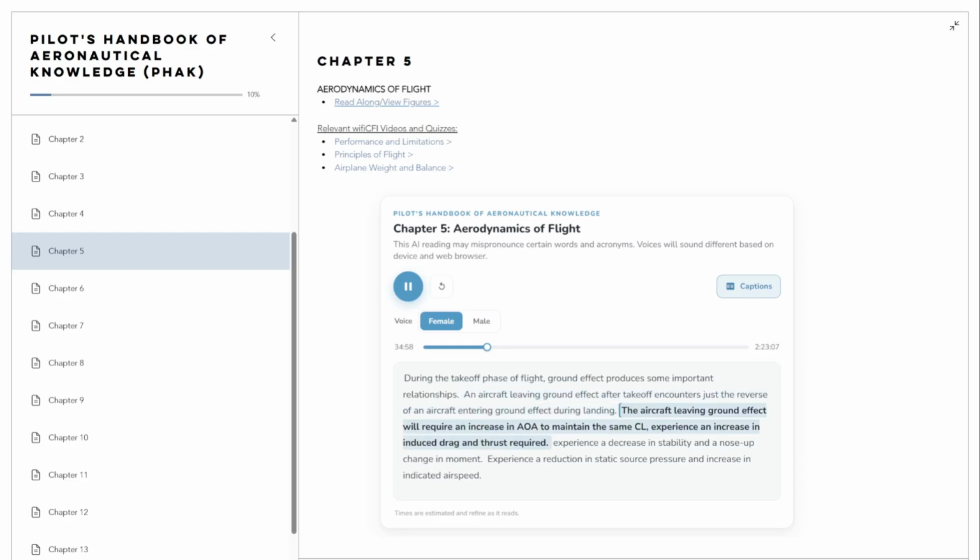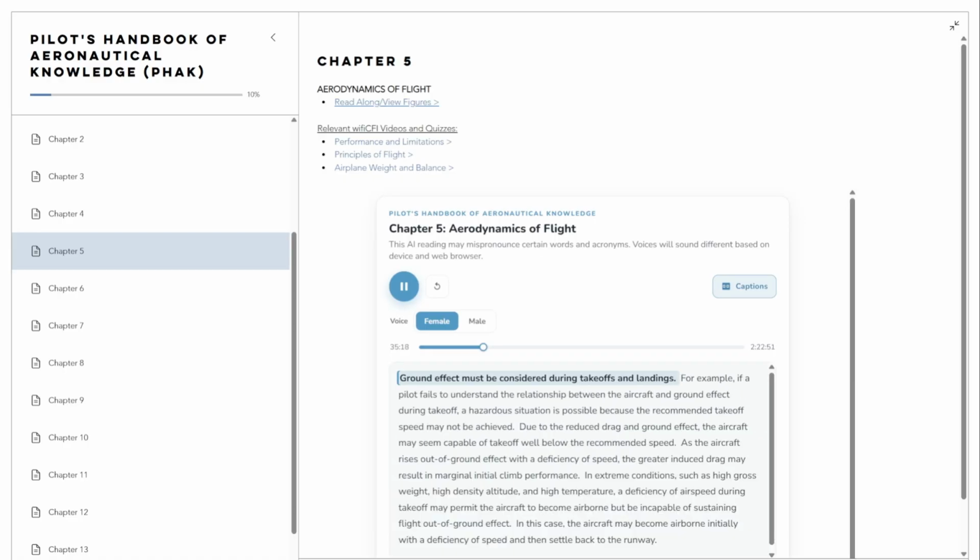The aircraft leaving ground effect will require an increase in AOA to maintain the same CL, experience an increase in induced drag and thrust required. Experience a decrease in stability and a nose-up change in moment. Experience a reduction in static source pressure and increase in indicated airspeed. Ground effect must be considered during takeoffs and landings.